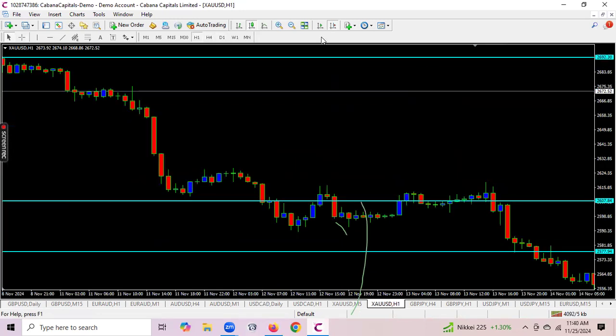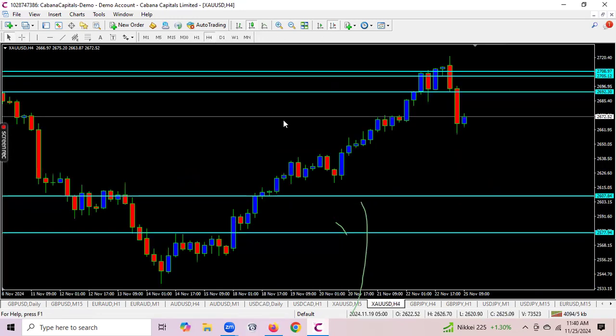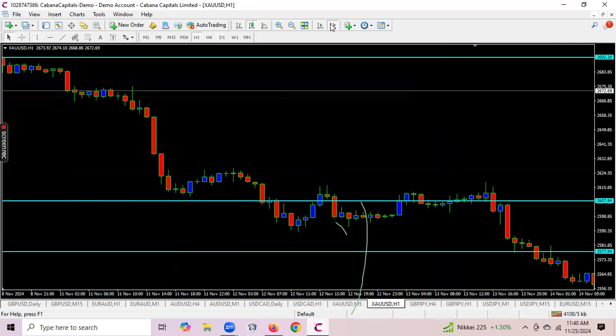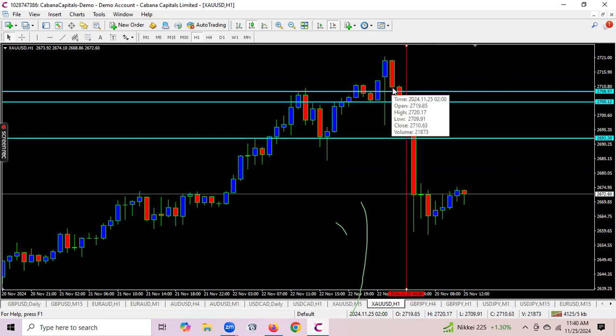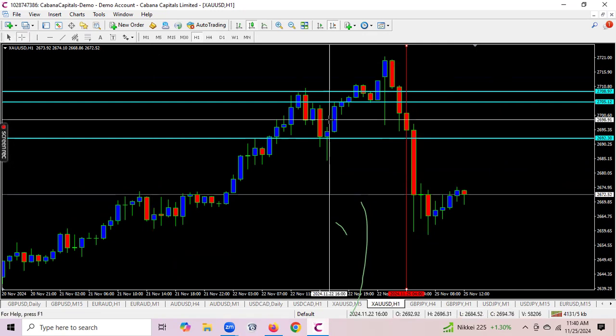Let's go to 1 hour. You can see here, it would have been the best entry. After the formation of this, what's it called? Angry man. After the formation of this angry man, that would have been the right time to sell gold. Let's see. So after the close of this bearish candle, I think it's engulfed. So this is angry man, and the next candle closed bearish. So it is after the close of this candle that one would have sold.